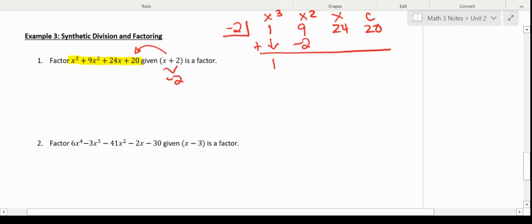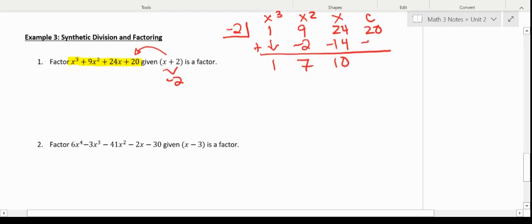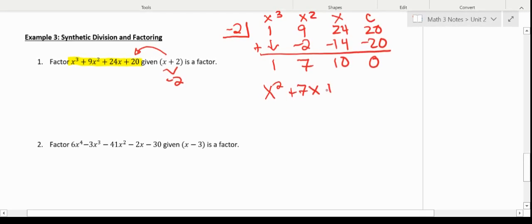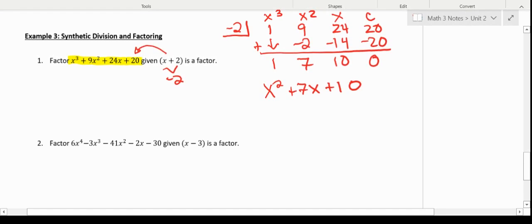1 times negative 2 is negative 2. That's a 7. 7 times negative 2 is negative 14. That's a 10. 10 times negative 2 is negative 20. So it does divide. I'm left here with x squared plus 7x plus 10. And then we're going to see, now, can I factor it further?